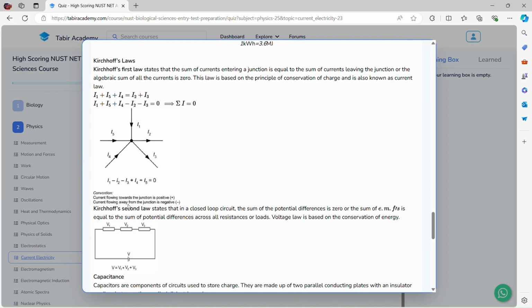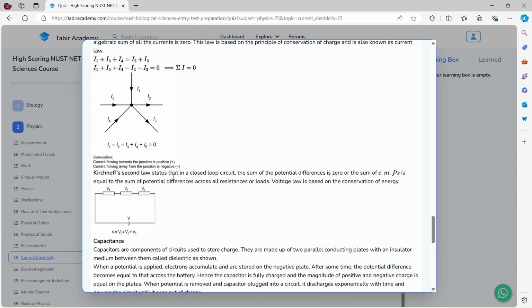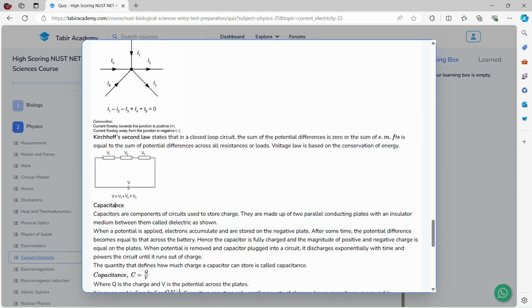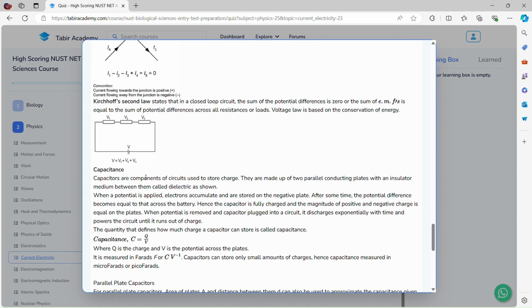Convention. Current flowing towards the junction is positive. Current flowing away from the junction is negative. Kirchhoff's second law states that in a closed loop circuit, the sum of the potential differences is 0, or the sum of EMF is equal to the sum of potential differences across all resistances or loads. The voltage law is based on the conservation of energy. Here you can see V1 plus V2 plus V3 equals V.